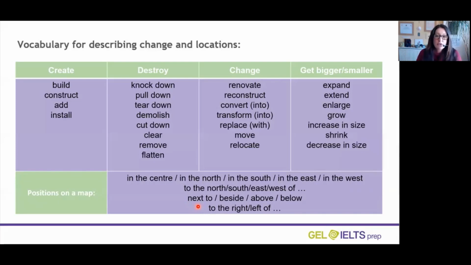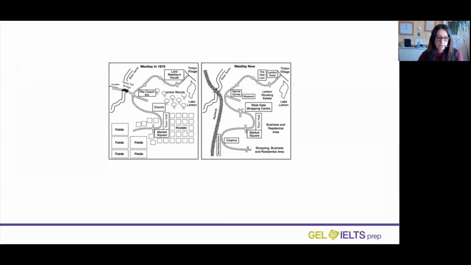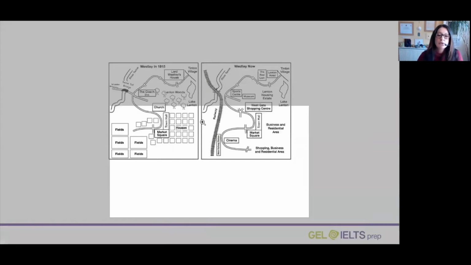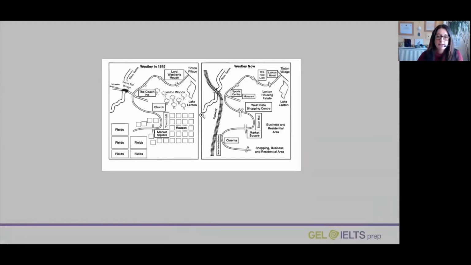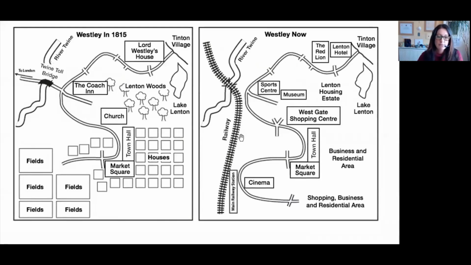So we're going to have a look now at a map, and we're going to have a look at how we can use some of this useful language here in context. Okay, so this map shows the town of Westley. I'm going to zoom in on it for you. Now it shows the town of Westley in 1815 and also now. So we can see, or we can imagine without looking, that lots of changes may have taken place in that time.